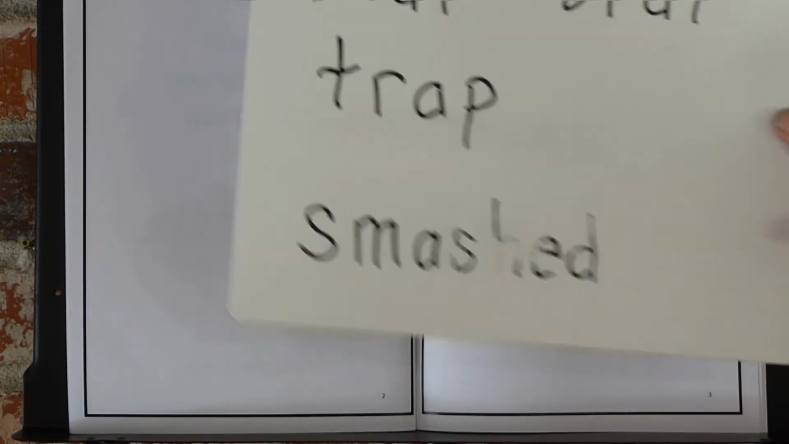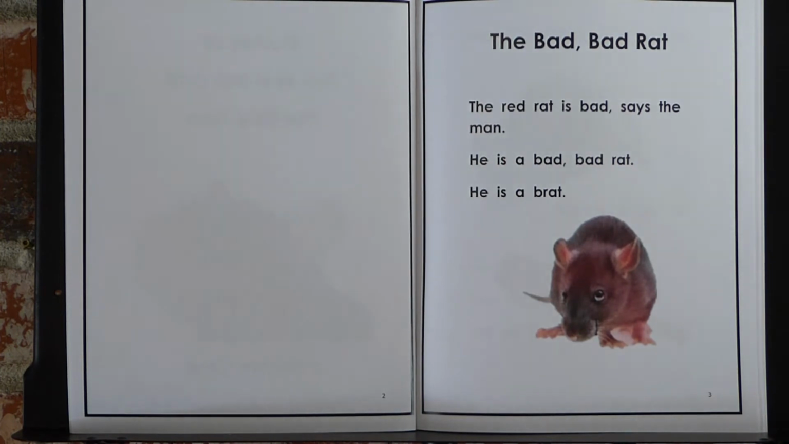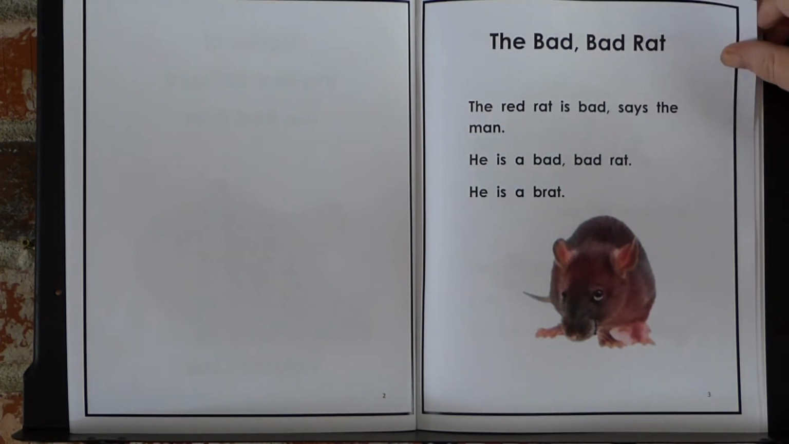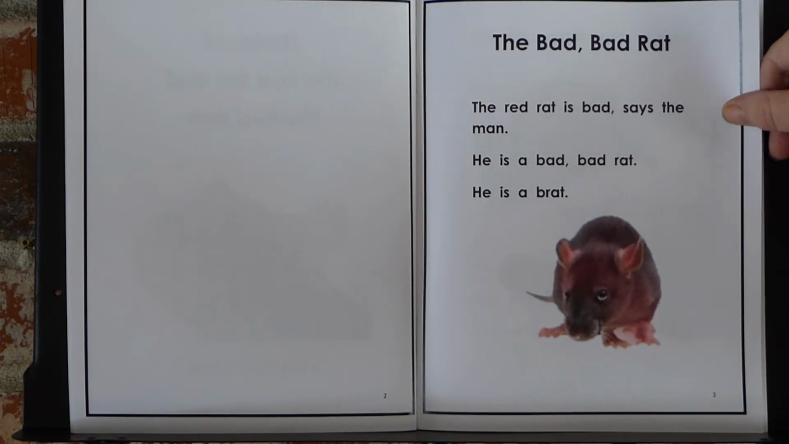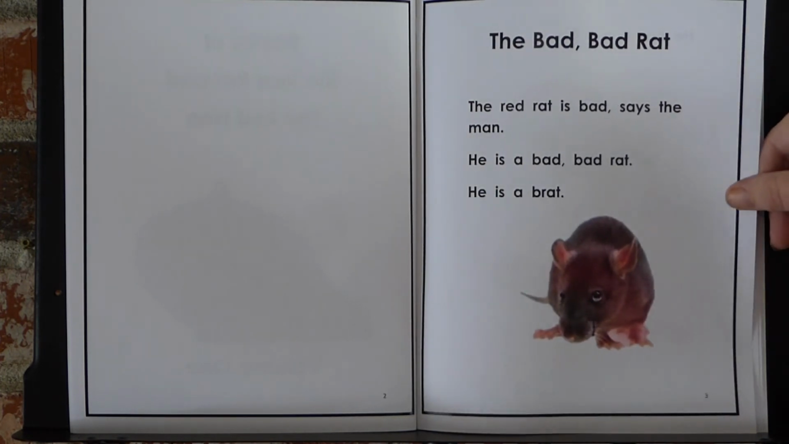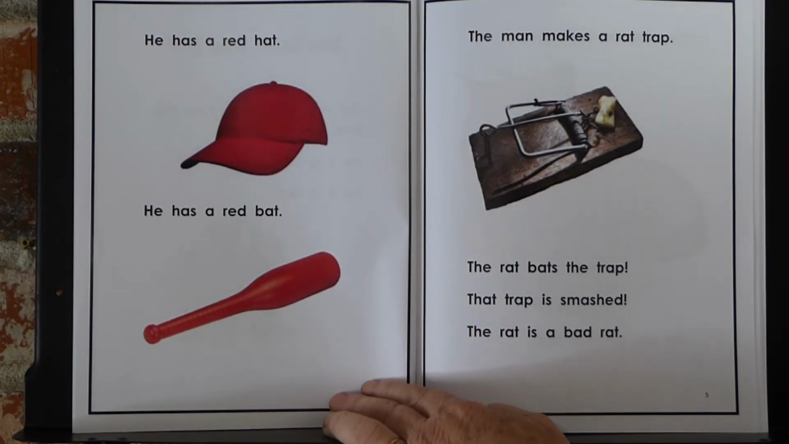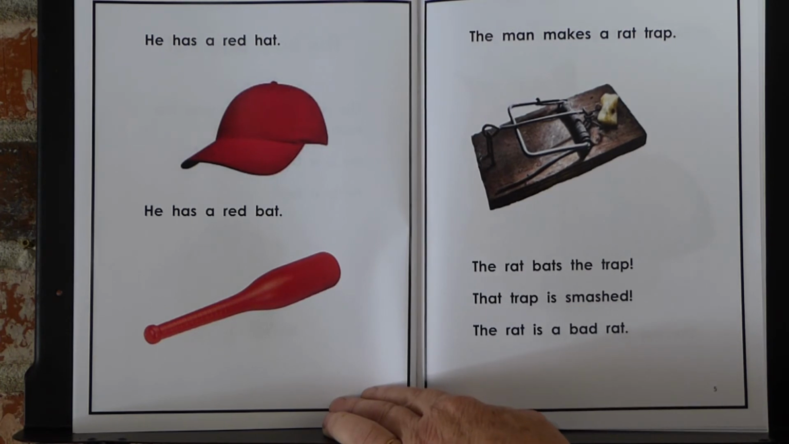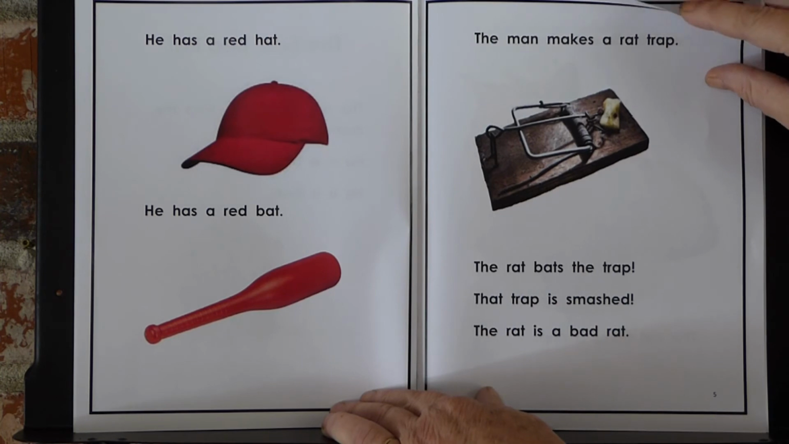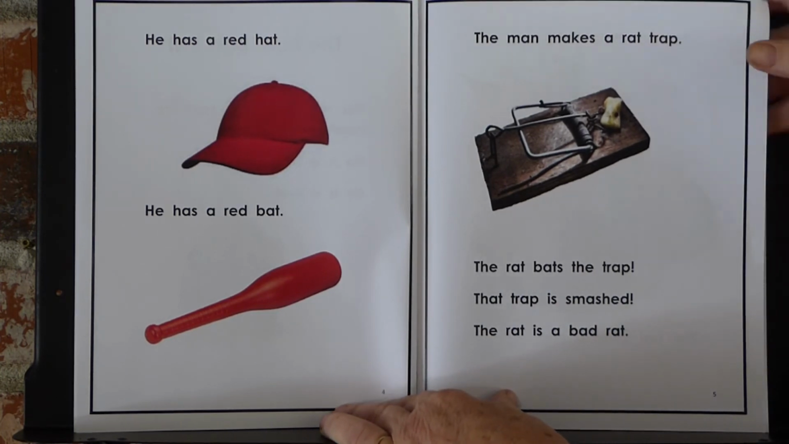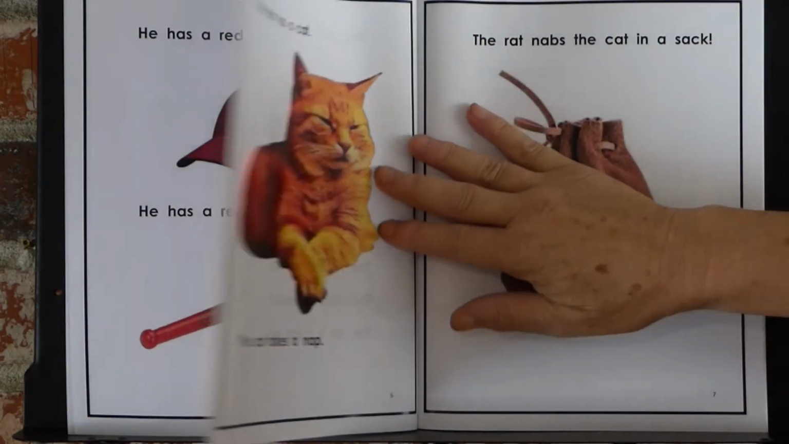Okay, so you've gone over all the potential stumbling blocks and you're going to read the story with your student, which means that she's going to read it and you're going to be there. The bad, bad rat. The red rat is bad, says the man. He is a bad, bad rat. He is a brat. He has a red hat. He has a red bat. The man makes a rat trap. The rat bats the trap. That trap is smashed. The rat is a bad rat.